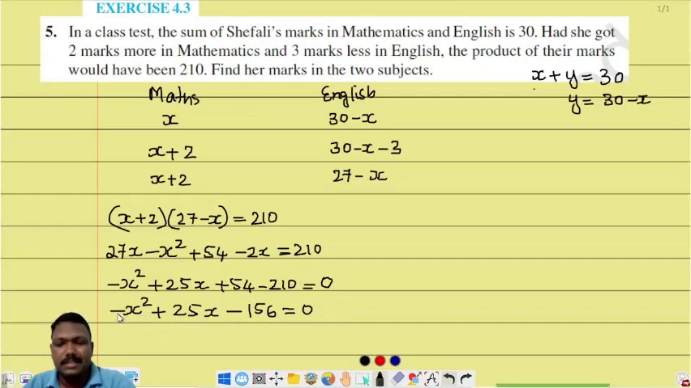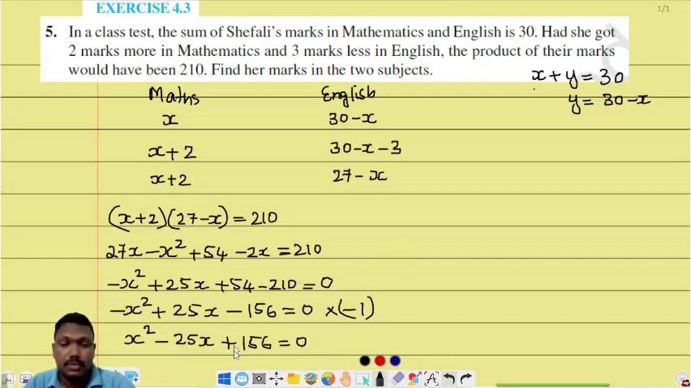Now see here, this is starting with the minus. If you want, you can multiply the whole equation with minus 1. When you multiply this with minus 1, you will get x square minus 25x, and minus will change into plus 156, is equal to 0. Now any method, by formula or by splitting the middle term, or any method you can use here to solve this.